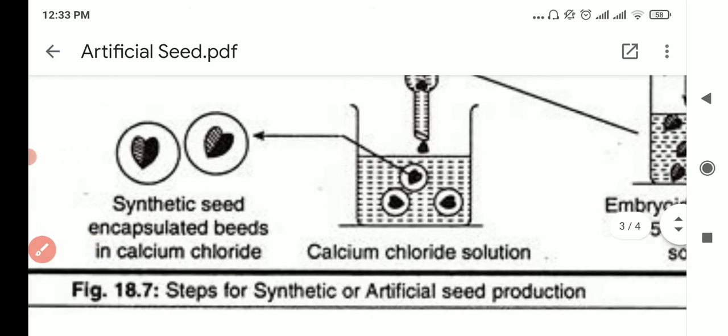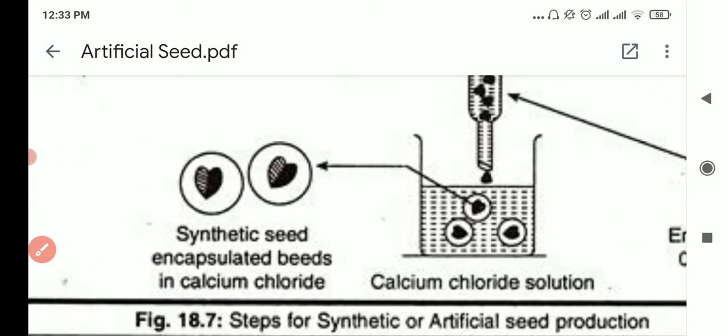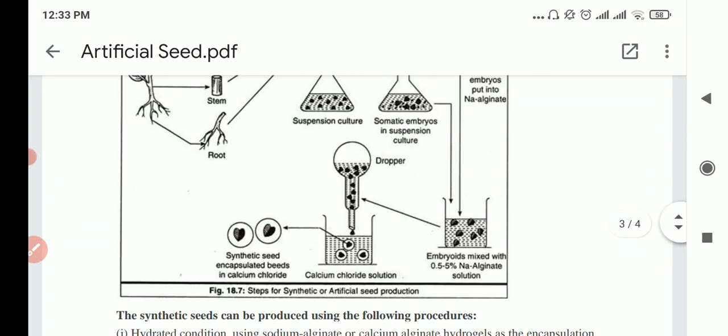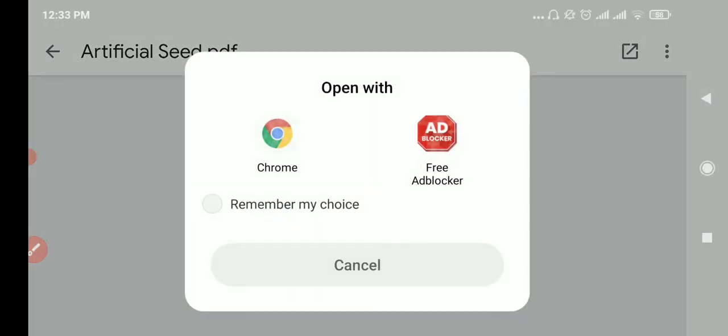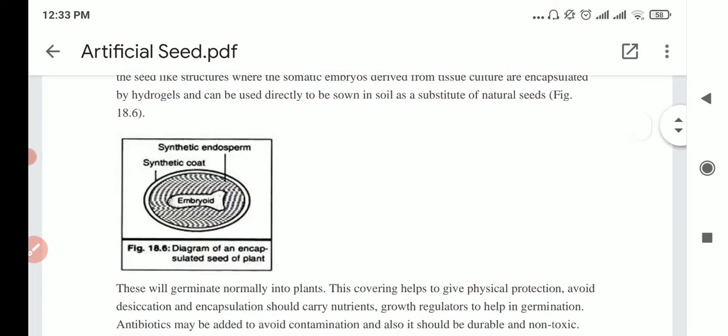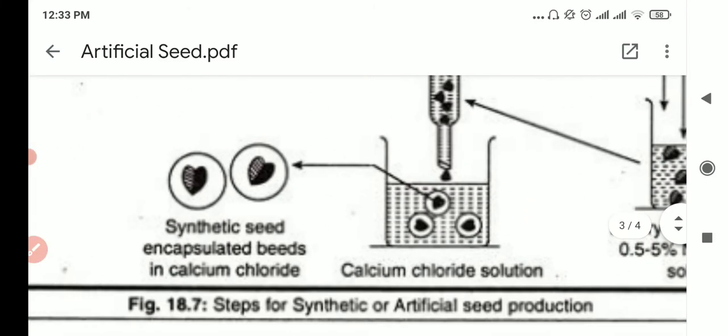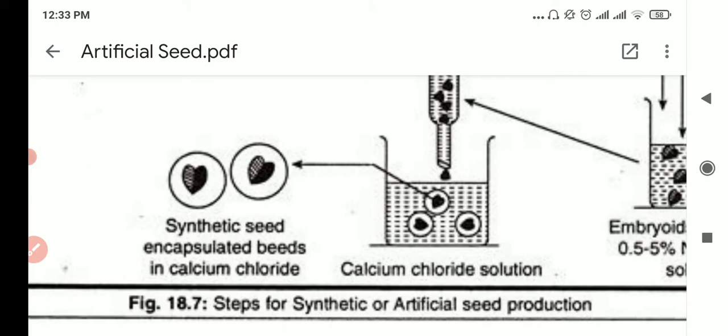Then, since that capsule has formed, now they are ready. They have become your artificial seeds and they are ready to be transported wherever you want them to go, or they are ready to be sown in the field wherever you want to sow them.